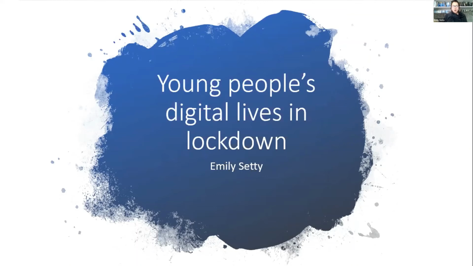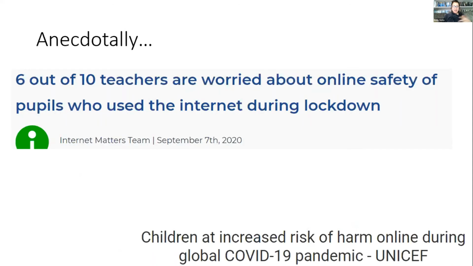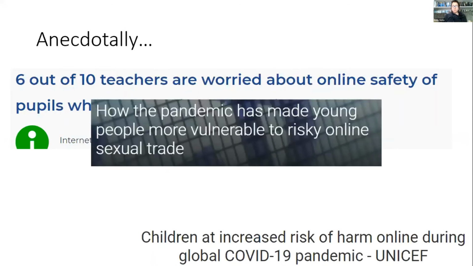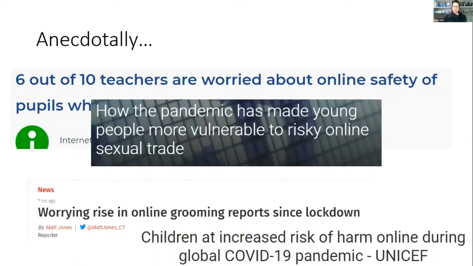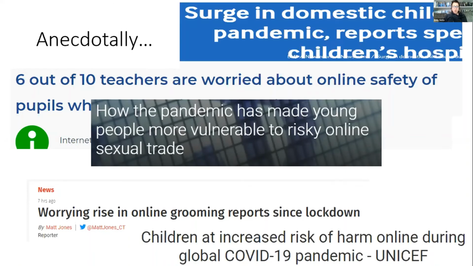So we know anecdotally there are headlines every day about the impact of this on young people in terms of risks and harms, right? We know that there are claims that lockdown and this increasing digital mediation of our lives have meant that young people are more at risk of being exploited and groomed online, because they're spending so much time online, and also because some of the connections with safeguarding channels, schools, for example, have been more or less severed for a lot of the last year anyway.